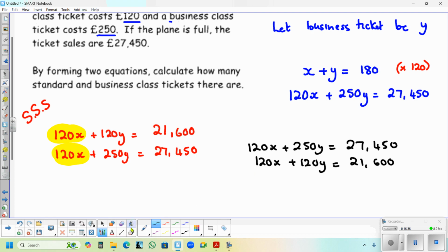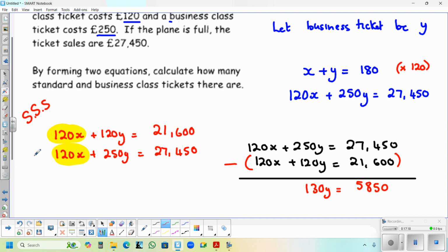So same sign subtract, put a line under it, put a big bracket round that second equation to remind us that we're taking away every single bit of it. So 120x, take away 120x, disappear, the whole point of that equation. 250y, take away 120y, will leave me with 130y. And then I've got 27,450, and I want to take away 21,600. And when I take them away, I end up with 5,850.